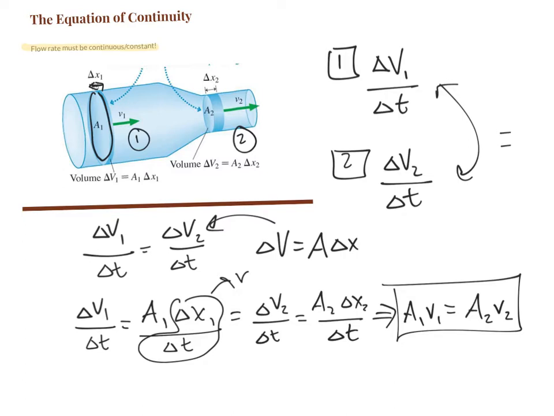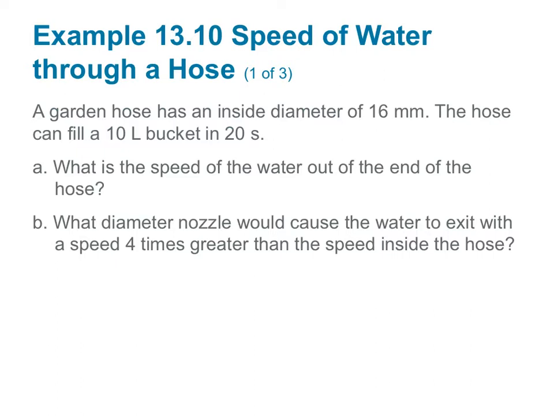So if you increase the area of the pipe, the velocity of the fluid through the pipe is smaller. And if you decrease it, the velocity is higher, which is why you put your thumb over a water hose to make it spew water. You decrease that area, which greatly increases the velocity. All right, so let's look at an example problem that uses this.